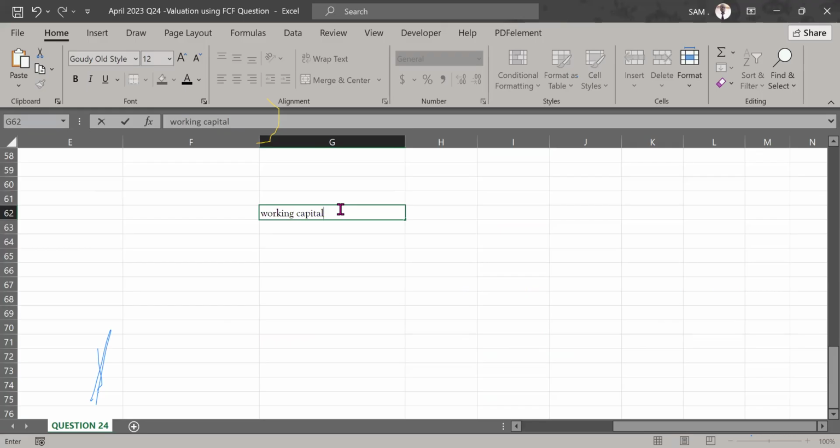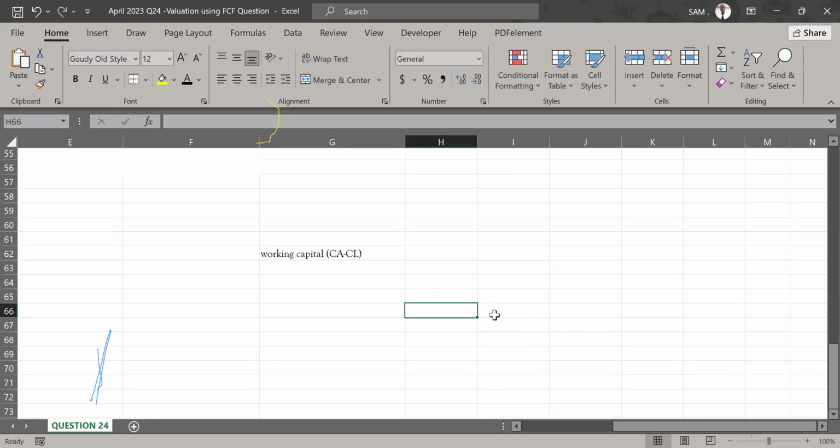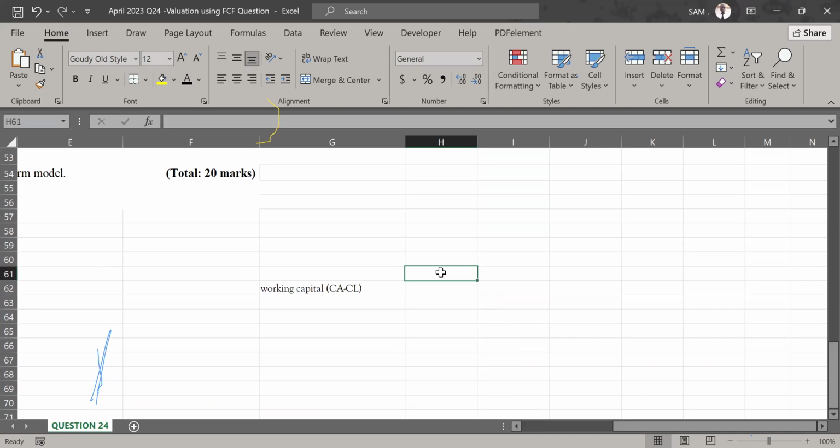What elements are we looking at when you talk about working capital? We know working capital is current assets minus current liabilities. That is what we know. And then I want us to look at the elements of working capital across the years. What changes are taking effect from 2023 to 2024, all the way to 2027?